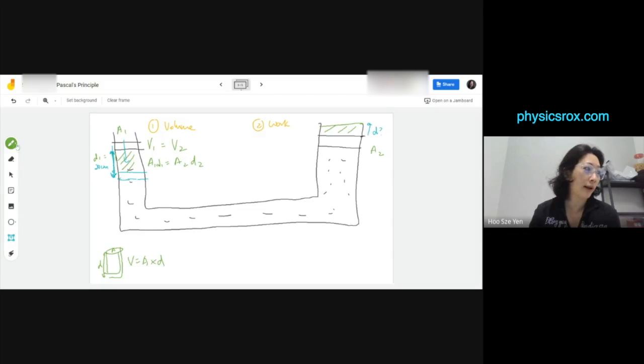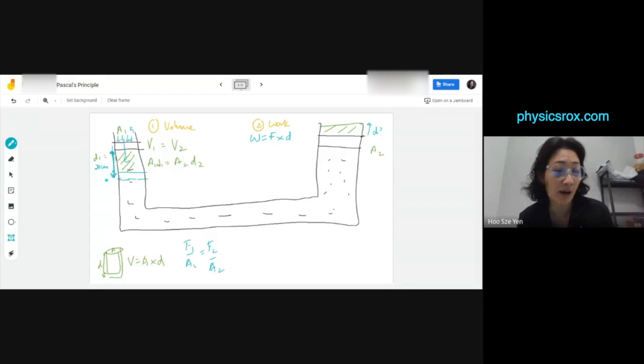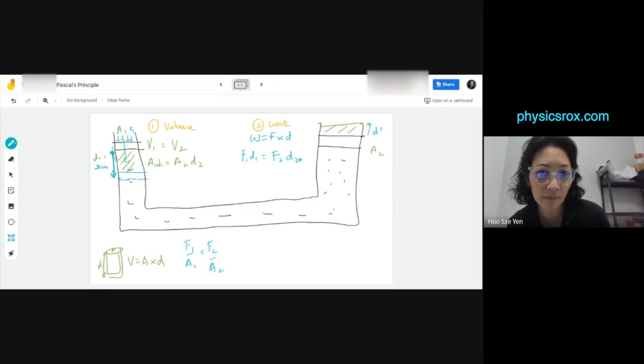You can also use work done because there's a certain force exerted, right? Now, we already know this from Pascal's formula, F1 over A1 equals F2 over A2, right? So work done is what? Work done is force times displacement. I'll just put D as the distance traveled, okay? Which means how much work you apply on one side, because work is energy, will be equal to the work transferred to the other side. As a result, F1 D1 equals F2 D2. Do these formulas make sense? Whether you use the volume method or the work method, you will get the same answer for both.